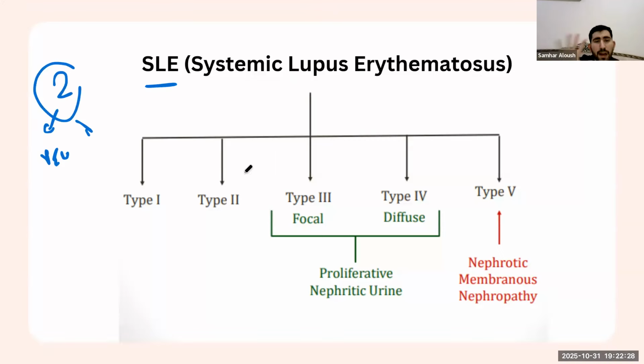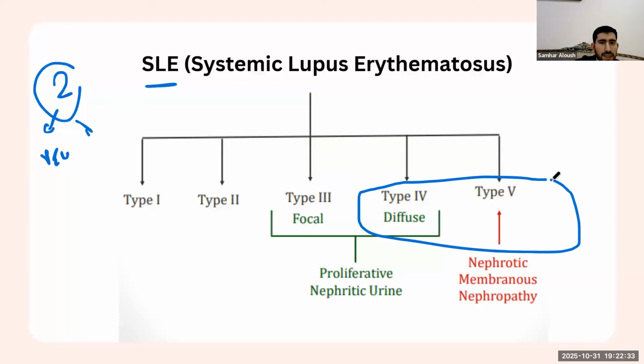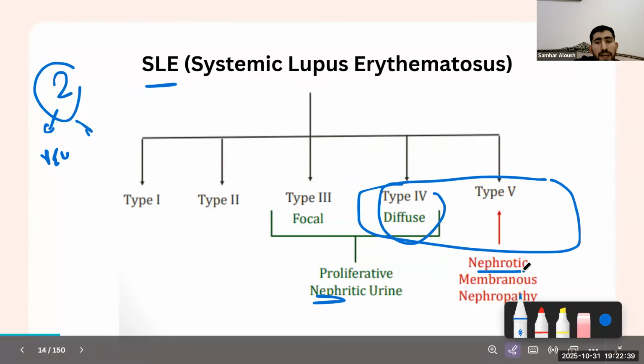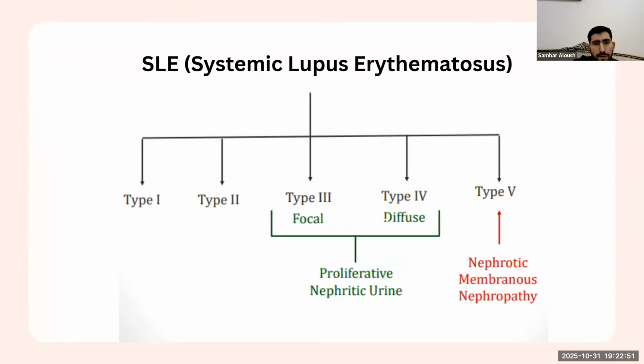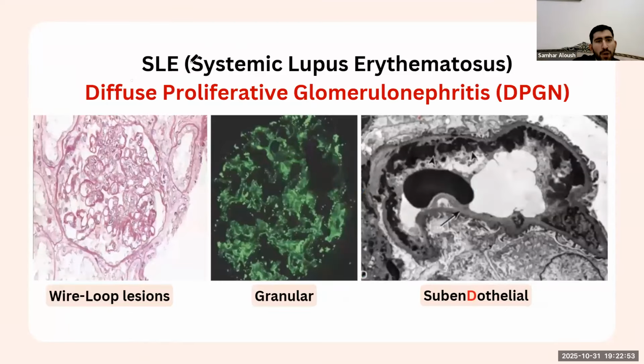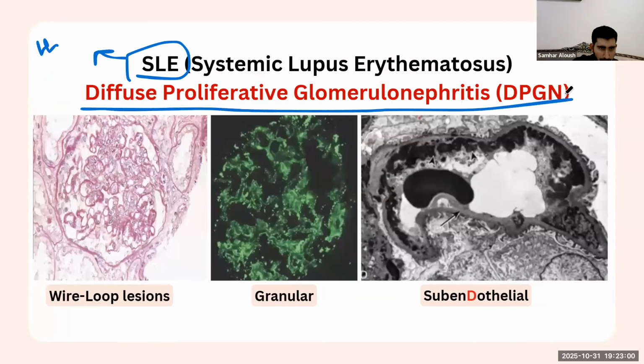So SLE causes five diseases. The ones that matter are these two, type 4 and type 5. So SLE causes type 4 disease and type 5 disease. Type 4 is nephritic. Type 5 is nephrotic. We don't want to discuss the nephrotic now. Let's focus on the nephritic one. SLE causes something called diffuse proliferative glomerulonephritis. This one, okay? So if someone has SLE and suddenly develops hematuria, then it's most likely diffuse proliferative glomerulonephritis.